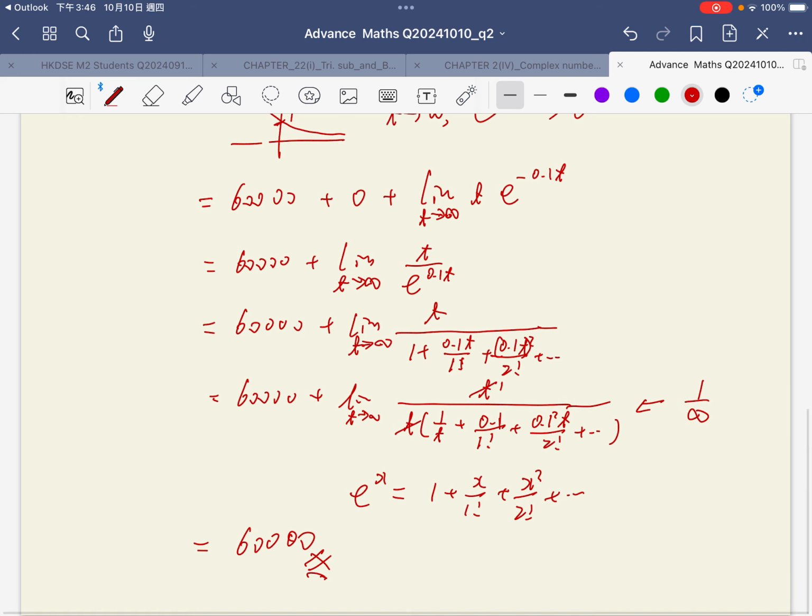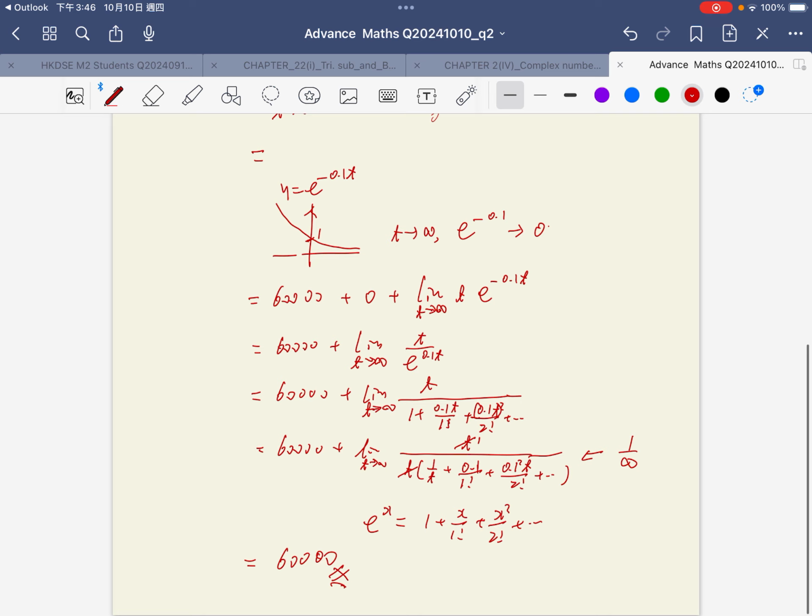Okay, hope you guys can enjoy this question. It's not easy for part C.